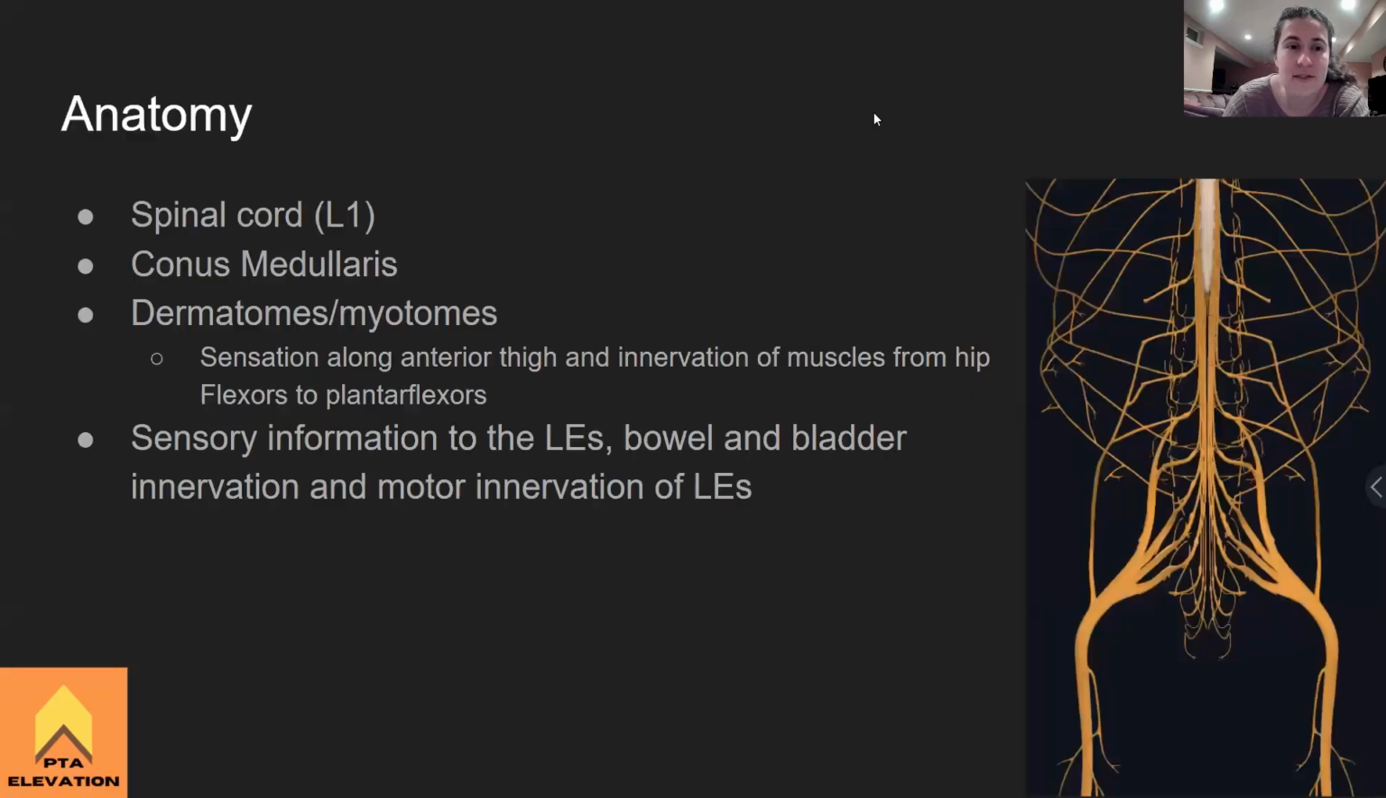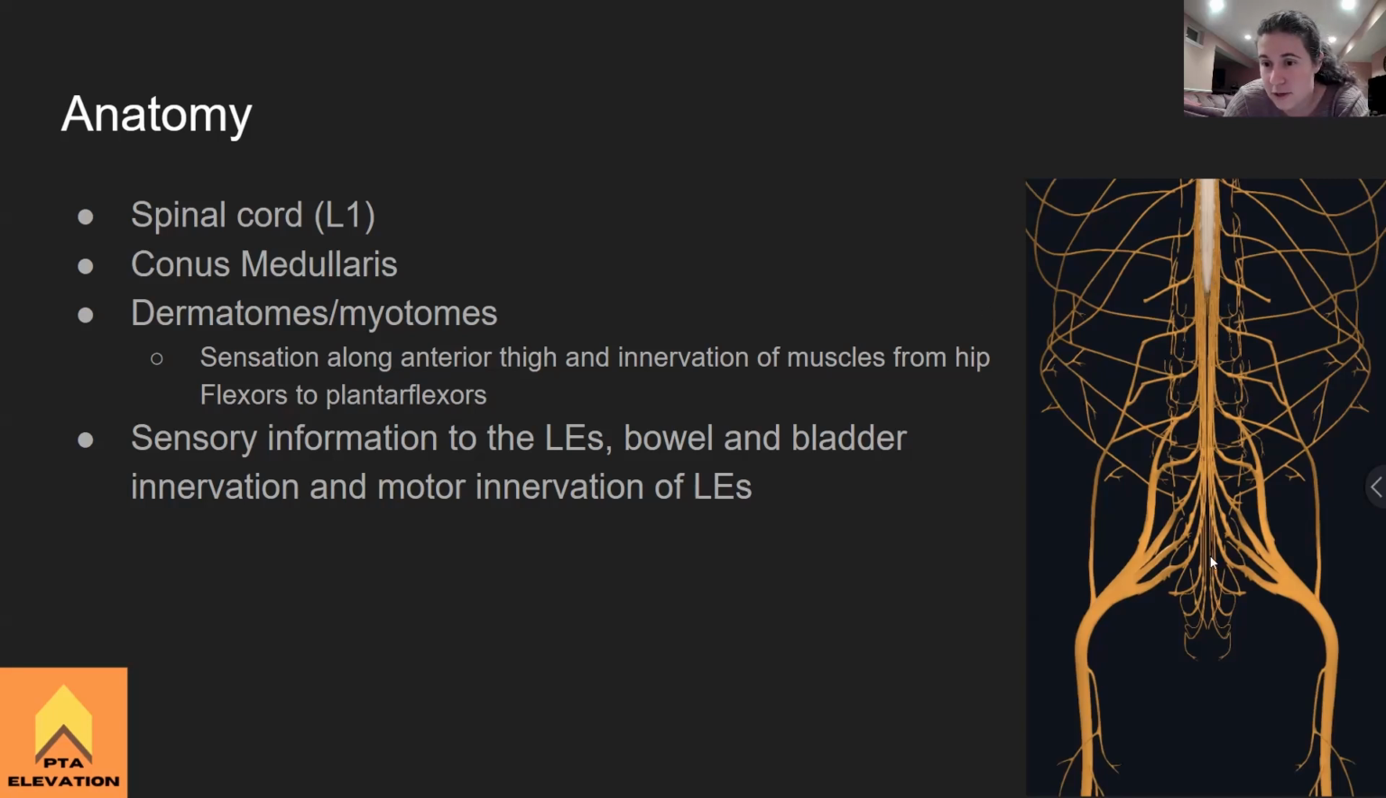So Cauda Equina Syndrome. So anatomy. So this is my lovely picture from Complete Anatomy. Excellent resource if you want to use it. It's an app on your phone, iPad, fantastic. So anatomy associated with Cauda Equina Syndrome. Remember, at the L1 spinal cord level, we have this thing right here. So you can see that this at the L1 is called the conus medullaris, and this is essentially the end of that true spinal cord.